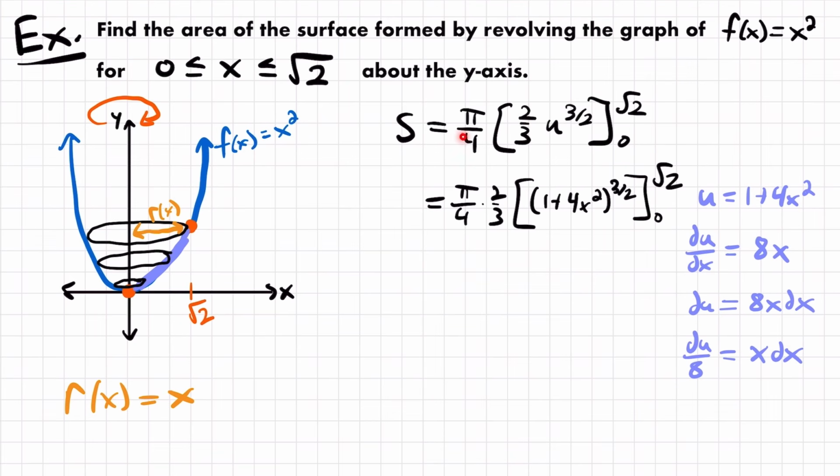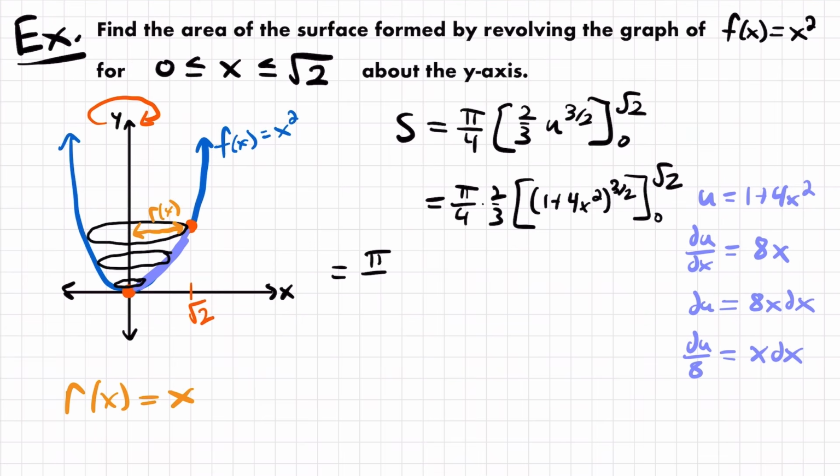Right, so I pulled this 2/3 out, and we replaced u with 1 plus 4x squared, because that's what we set it equal to. And so we have 1 plus 4x squared to the 3/2 power, and it's still going to be evaluated from 0 to the square root of 2. All right, and so let's simplify these two fractions. And so this will be equal to 2 pi divided by 12, but that can be reduced to pi divided by 6. So I'll just rewrite that.